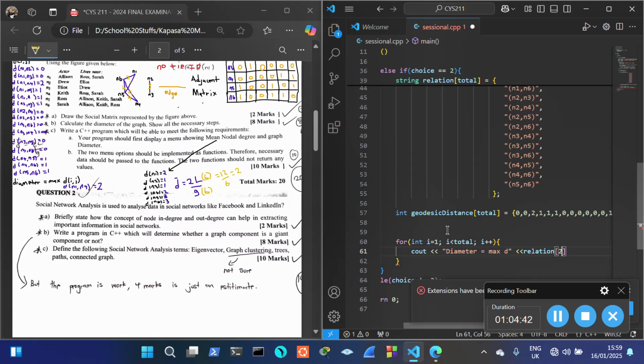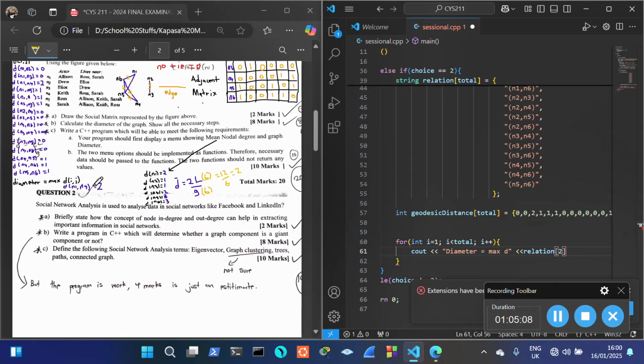But if we want to print all these geodesic distances, we can just simply say I, so it will increment each and every value. In this case I'm simply saying 2 because we want to print out the diameter. Once this relation is done, this relation is this part.